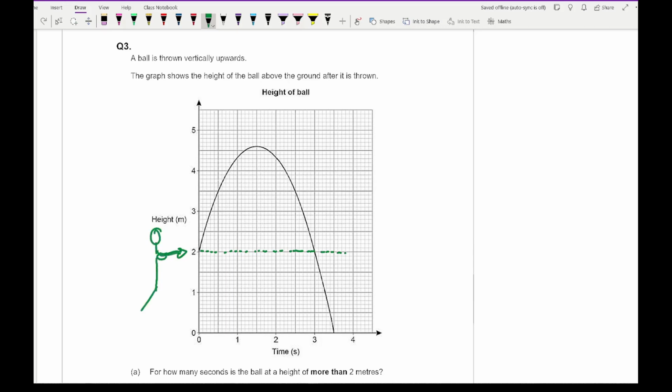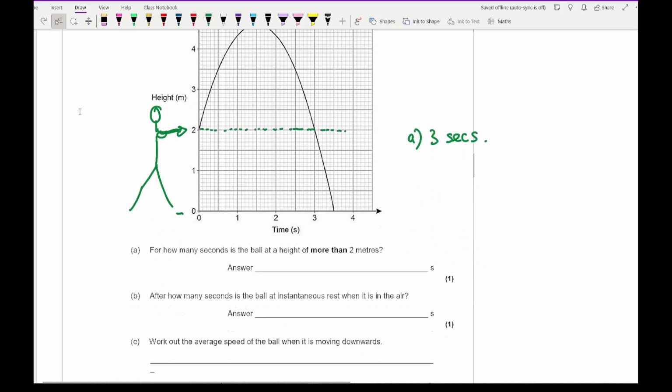And here is the ground. So that's where it's limited. So it's been tossed in the air and then it's fallen on the floor. So the question is, how many seconds is it over this green line that I've drawn? And you can see there, I would make it out to be around about 3 seconds. And I would say that roughly the mark scheme would give any answer between 2.9 and 3 seconds.